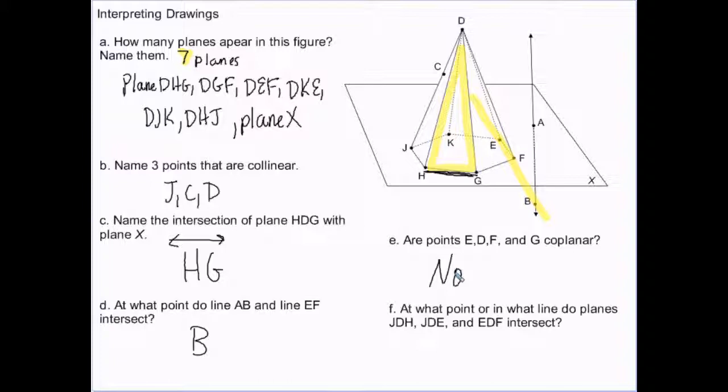And then we have at what point or in what line do planes JDH, that's this side here, JDE, that would be a plane that kind of cuts the pyramid down the center, because any 3 points could make a plane, and EDF intersect. What point? They have 1 point in common. Point D. That's the point that they all have in common. That's where they would all intersect. So if we were to take this figure and had this side and this side, and then we put a piece of paper in between them, touching, the only thing that they would all have in common is the top point. Does that make sense?